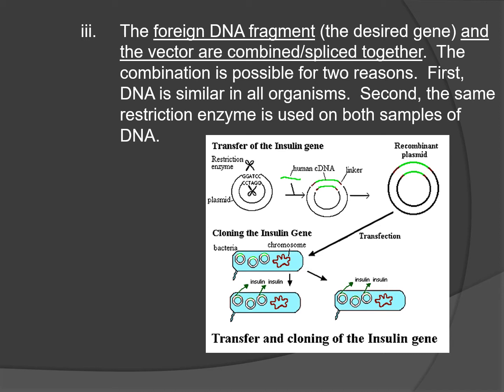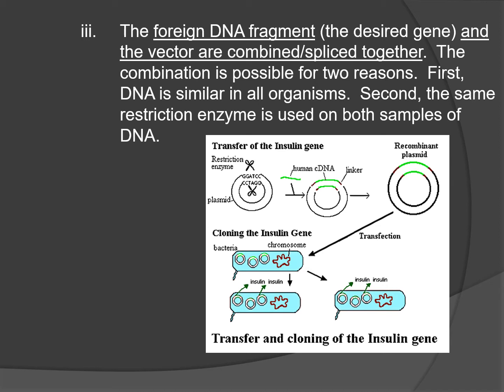This combination is possible for two reasons. First of all, we know that DNA in all organisms is made up of the same thing: deoxyribose sugar, phosphates, and the 4 bases. Second, restriction enzymes on both samples will work and cut at the same places. So here's a lovely image where we take the restriction enzyme to cut the plasmid, insert human DNA into the circular plasmid. That ends up being a recombinant plasmid.